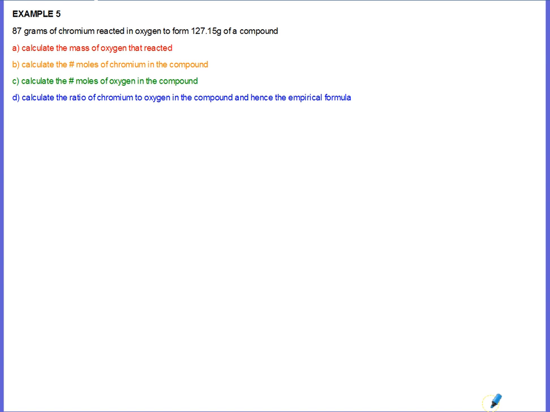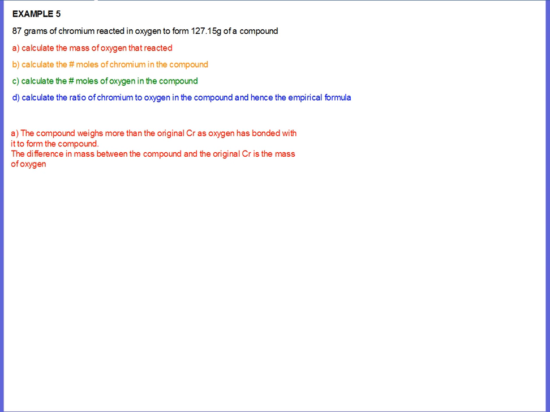This is example 5. It's very similar to example 4. Once again, figuring out the empirical formula of a compound by doing a combustion reaction or an empirical gravimetric analysis. So this time we've got 87 grams of chromium burning in oxygen to form 127.15 grams of a compound. And once again, we've got to calculate the mass of oxygen, the moles of chromium, the moles of oxygen, and therefore the ratio of chromium to oxygen atoms, and therefore the empirical formula.